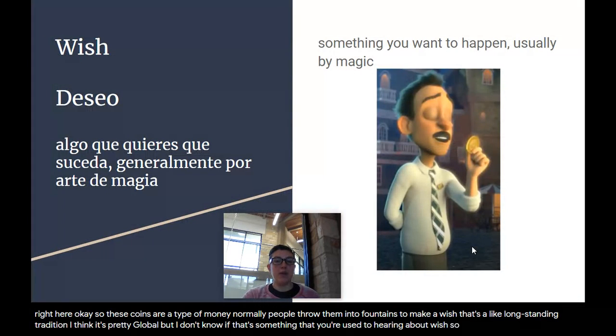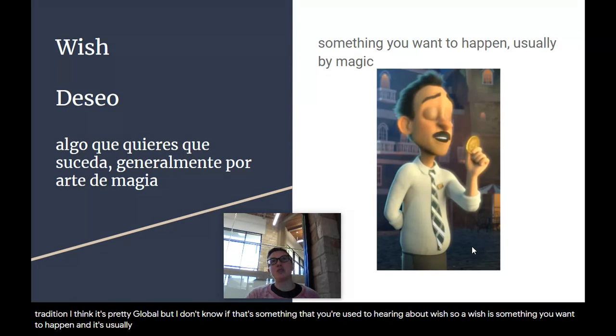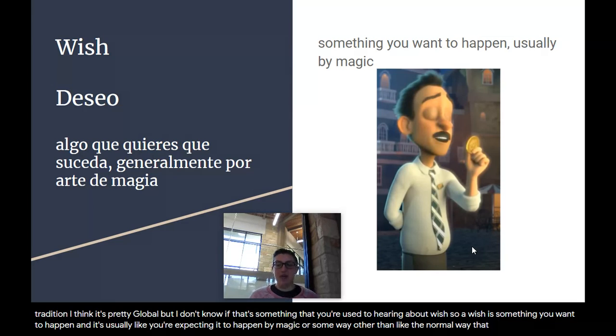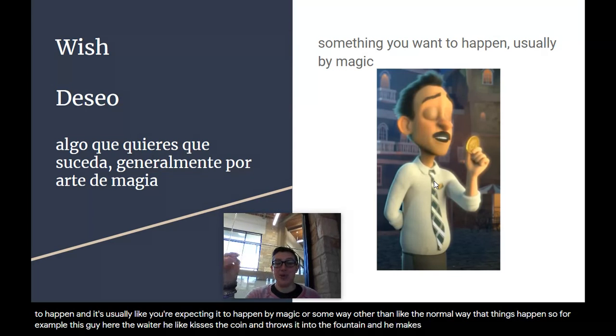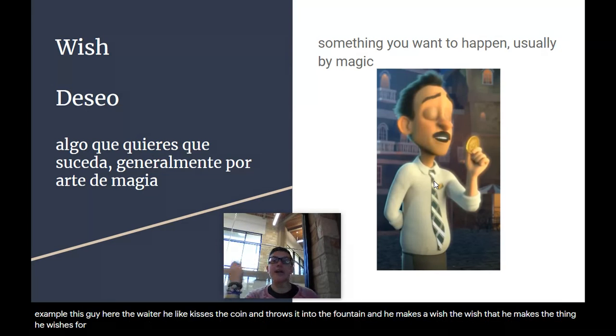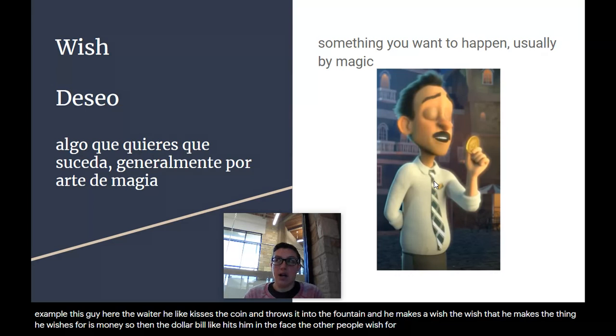Wish. A wish is something you want to happen, and usually you're expecting it to happen by magic or some way other than the normal way that things happen. For example, this guy here, the waiter, kisses the coin and throws it into the fountain, and he makes a wish. The thing he wishes for is money. Then the dollar bill hits him in the face. The other people wish for love.